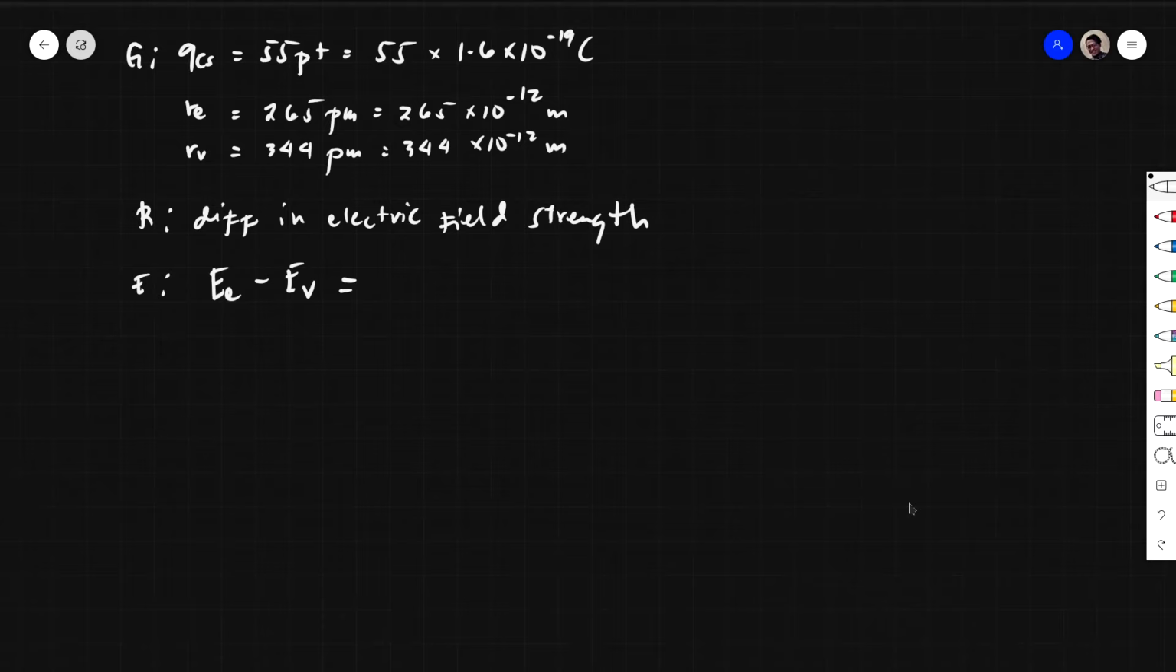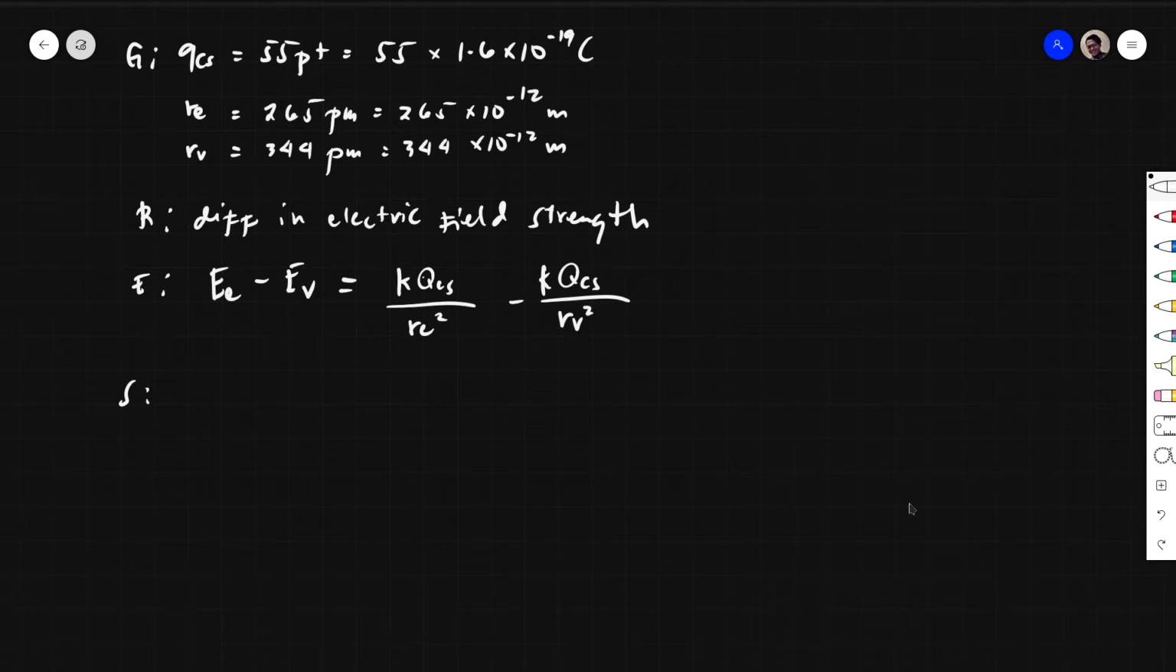So this will be K Q source, so what's our Q here? That's Q of CS divided by R E squared, of course, minus K Q CS over R V squared. Okay, so for our solution, you can just substitute now, right?